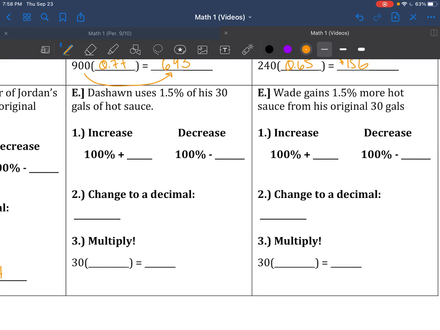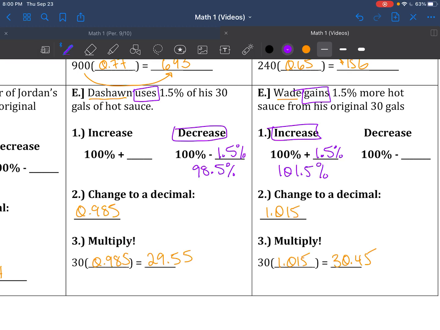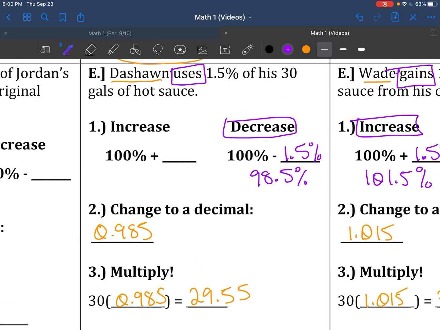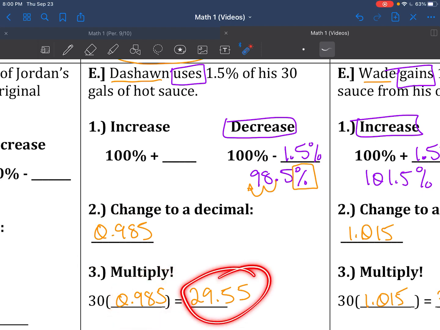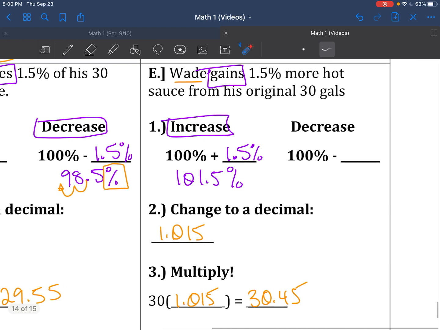Now I want you to try the word problem about Deshaun and Wade on your own, and then we're going to come back together. So again, pause the video, try it on your own. All right, hopefully you got the same as me. So Deshaun uses 1.5%, so that is a decrease. So we take 100 minus that 1.5%. And when we do that, we get 98.5%. But we don't use that. We got to change this to a decimal because it's still a percent. So move it to the left two, and that's how we get 0.985. 30 times 0.985 gives us 29.55 gallons of hot sauce.